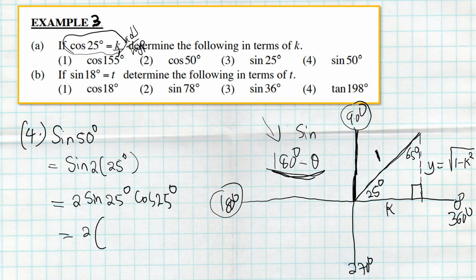So we already calculated sine 25 degrees. Do you still remember? It was root of 1 minus k squared, or you can just go back to the diagram and look for it. Cos 25 degrees is also adjacent over hypotenuse, which is k over 1, which is k. So if I simplify this, it will be 2 root of 1 minus k squared multiplied by k. So these 2 can just multiply by k this side, and I can write it like that: 2k root of 1 minus k squared.